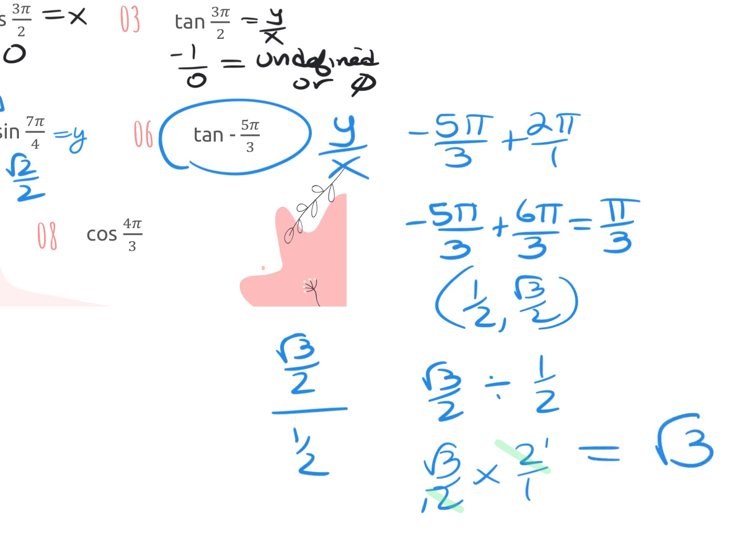So again, once you find that coterminal angle, you're going to grab that ordered pair and then do whatever the trig function tells you to do. In this case, it was tangent, so we had to divide.